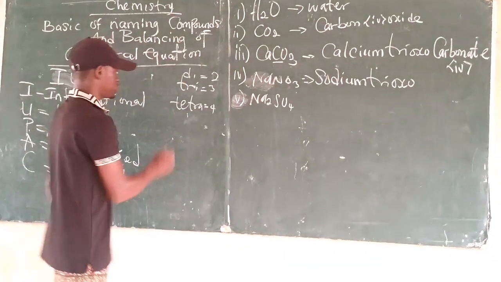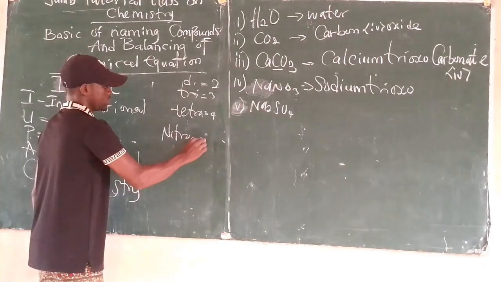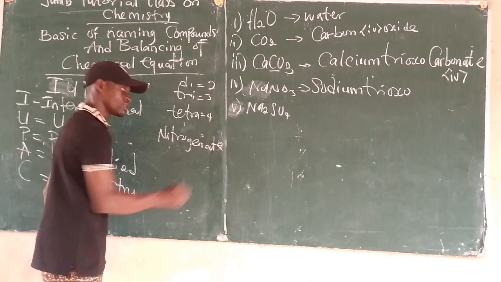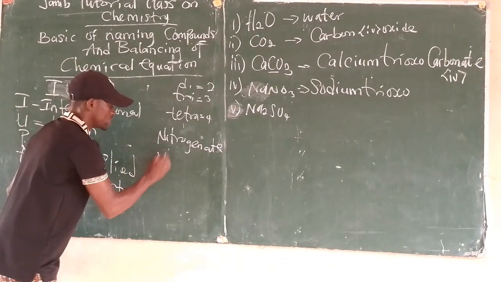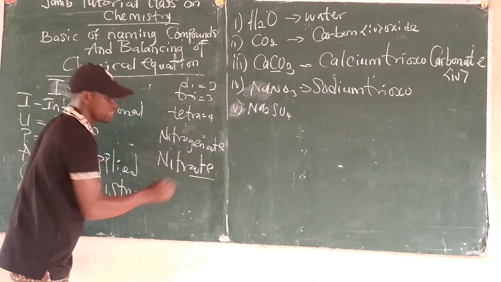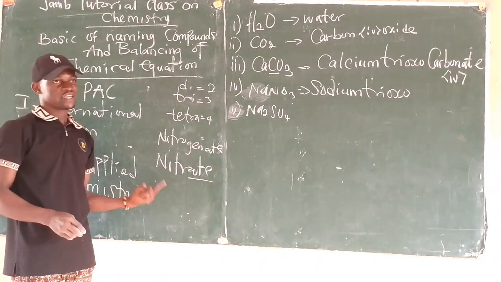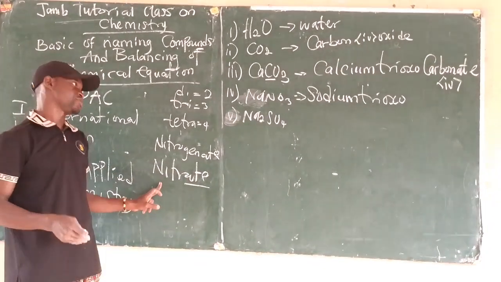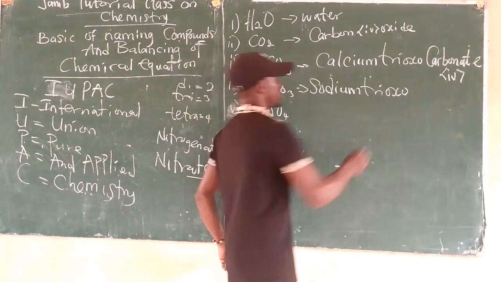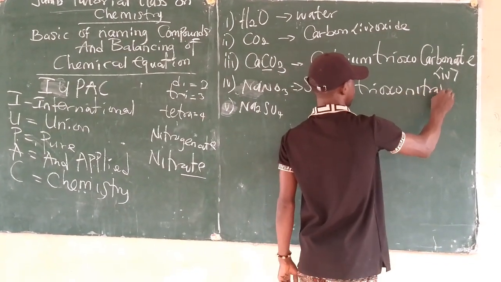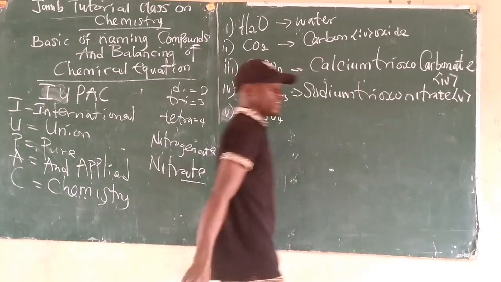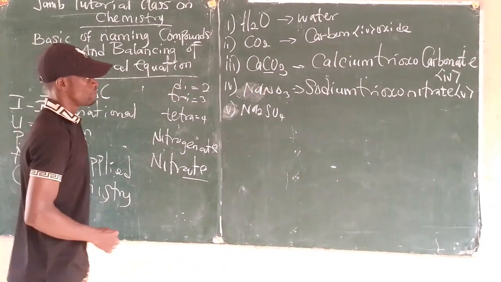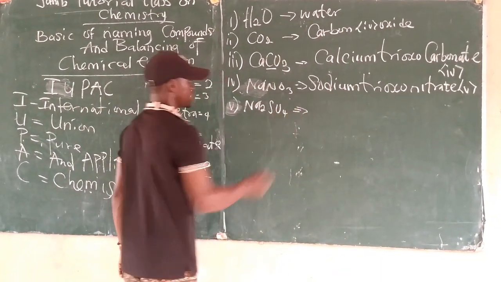Then this is nitrogen, N for nitrogen. I know you should be asking, it should have been nitrogen, right? But no. It also ends with ATE, but in this case it is nitrate. When nitrogen is in its combined form, we don't call it nitrogenate, we call it nitrate. So here it becomes sodium trioxonitrate. Then we have 5. Sodium trioxonitrate(V). Very good.